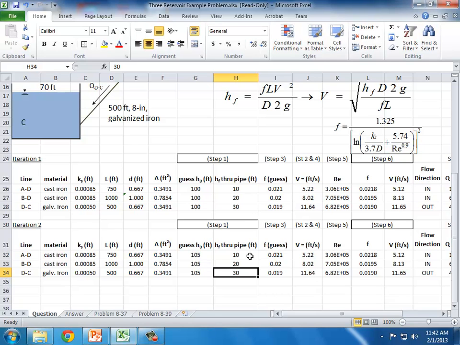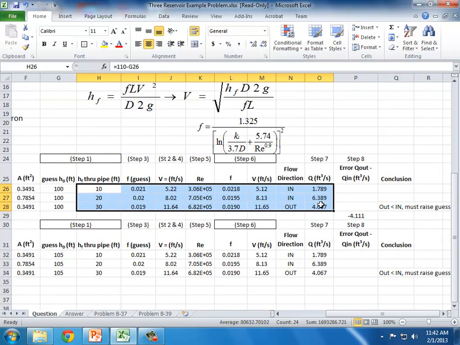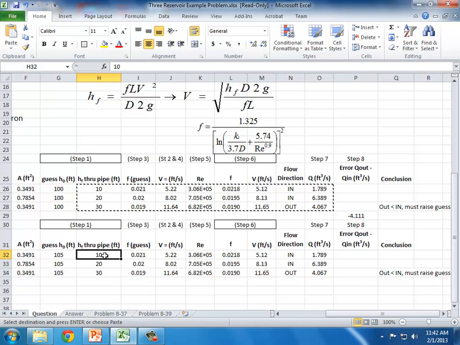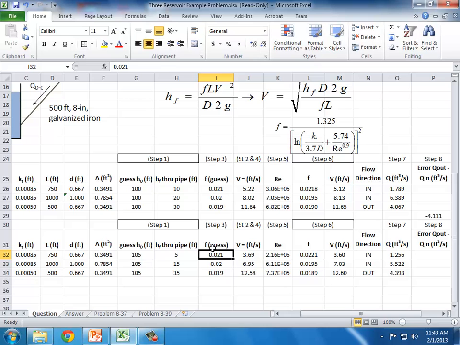Let's see if these are still accurate. The head loss through the pipe, it seems like it pasted the value but not the formulas. Huh. Okay, it didn't do a very smart paste. So I'm going to copy this, Control C, Control V. Now it pasted the formulas instead of just pasting the values. I guess maybe the default functionality is to paste the values. What I wanted is to paste the formulas.